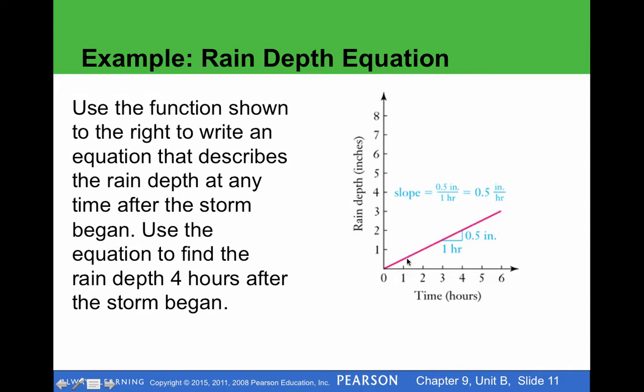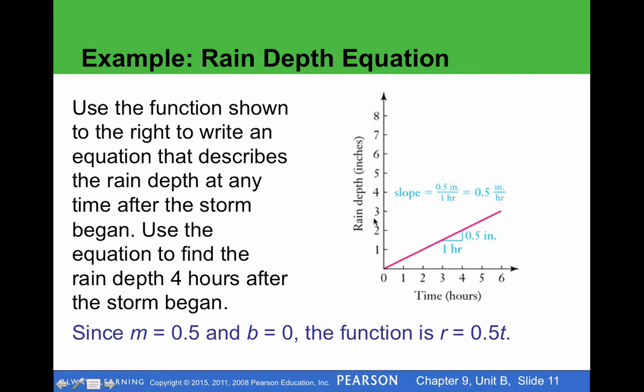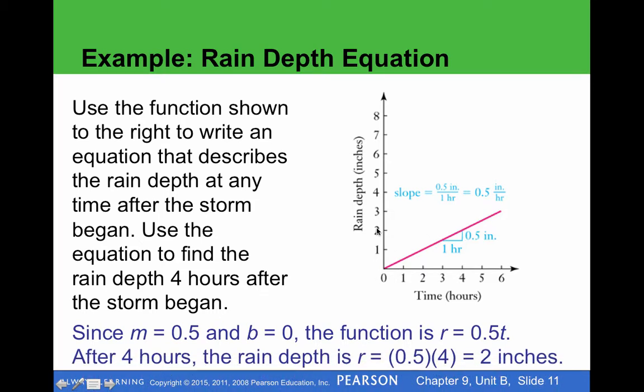So that would be a change. The vertical change would be 1 divided by 2, which is 0.5 inches. That's the rate of change, 0.5 inches per hour, because it rains 1 inch every 2 hours. And as we want to find the rain depth 4 hours after the storm began, we take that 0.5, multiply it by 4, and get 2 inches.